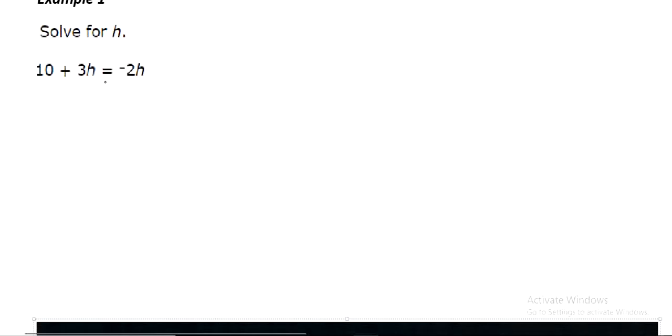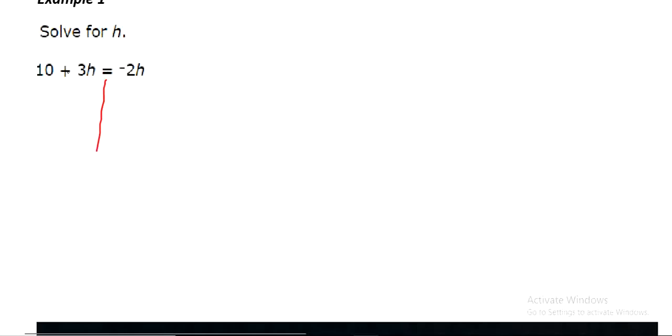I am going to choose to move 3h away from this side of the equal sign, because then I'll just have a constant. I'll just have 10. The reason I choose to move 3h is because I look at the term on the other side of the equal sign and I say, oh, this has an h. So if I move this h term over to the other side, I'll only have terms with h's on this side, and constants, regular numbers, on the other side.